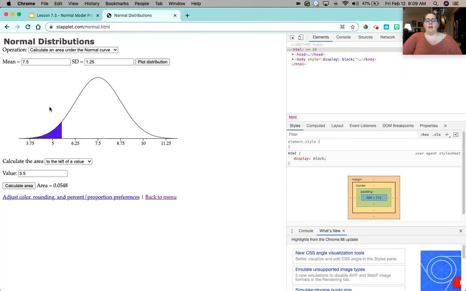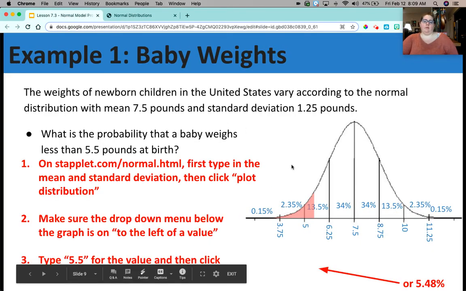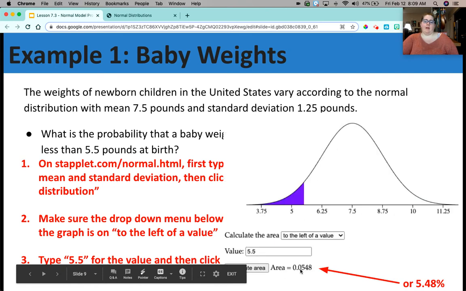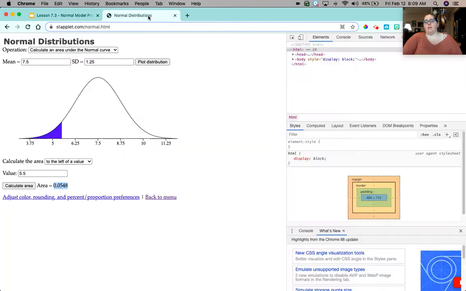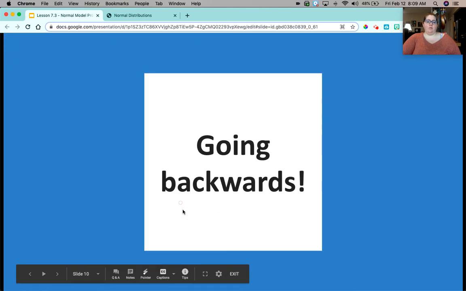And then calculate area, it shades it for you, and then it gives you the area as a decimal or percentage, whatever you checked your options as. So we get an area of 0.0548 or 5.48% when we do that. So that is a less than value.